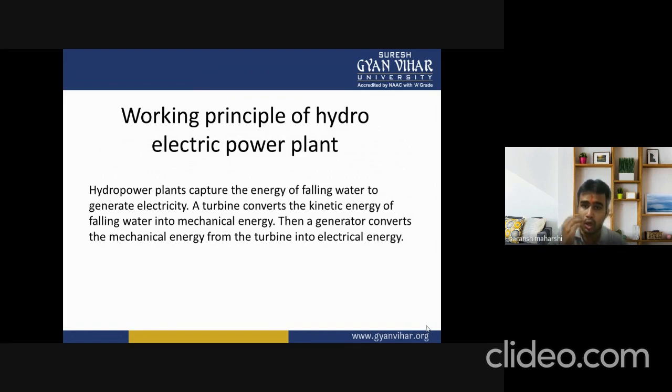Which types of energy are required, which is also called potential energy, and in other words is Sthitij Urja, which is denoted by capital U. And then this is converted into electricity. Then we gain the output as electricity. Then a generator converts the mechanical energy from the turbine into electrical energy.